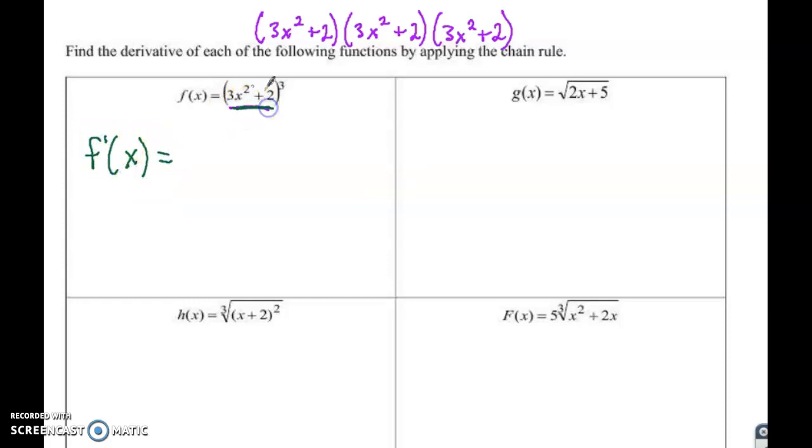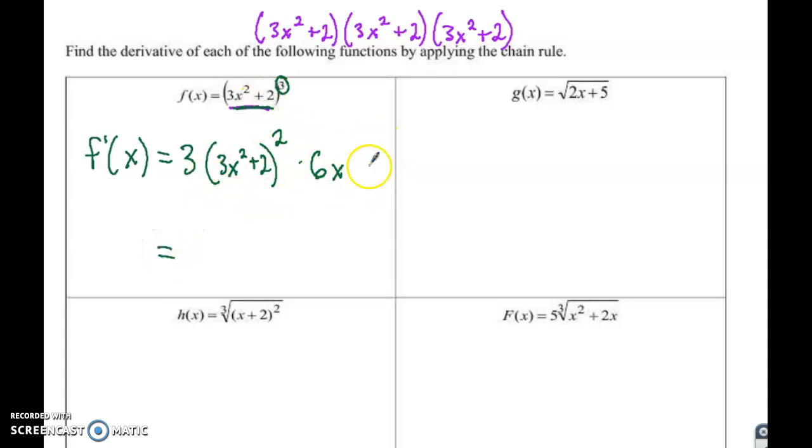So your inner function is inside the parentheses. The outer function is being cubed. So bring the 3 in front. Now the new exponent is squared. And that's how you would do that derivative. Then you leave the inside alone. And then multiply by the derivative of the inside. Well, the derivative of 3x squared is 6x. And the derivative of 2 is 0, so there's no reason to write that.